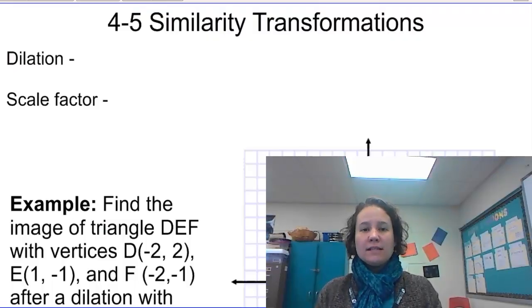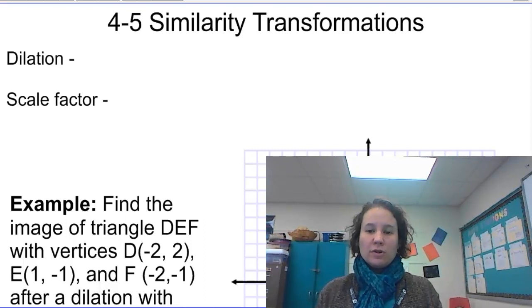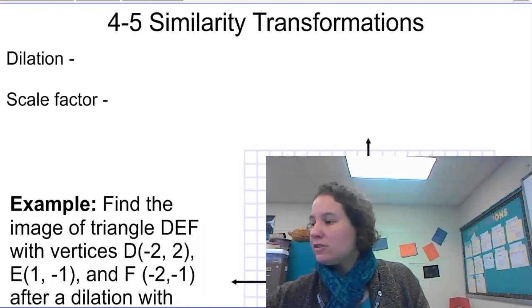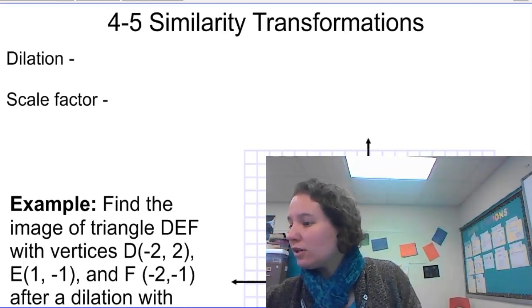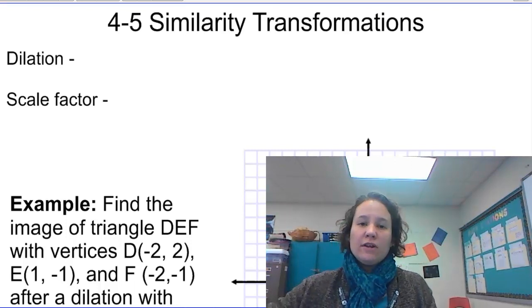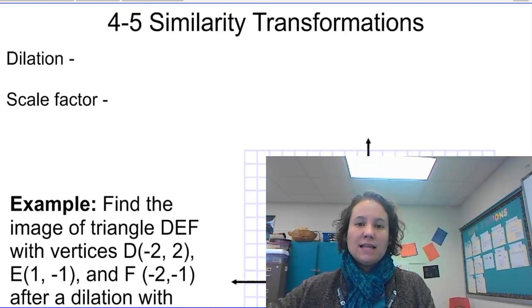Everybody. Today we are going to talk about similarity transformations, and this is from lesson 4-5. In the last lesson, you learned about similar figures and what those are, and we just want to remind ourselves of that definition really quick. Similar figures are any figures that have the same shape but aren't necessarily the same size.